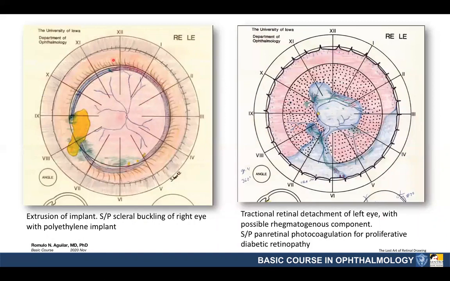Here's an example of an eye with an encircling element, and you can see the indentation. This is how an indentation is drawn. And here you have an eye with laser marks and traction retinal detachment. So I hope to see you draw as good as this one.